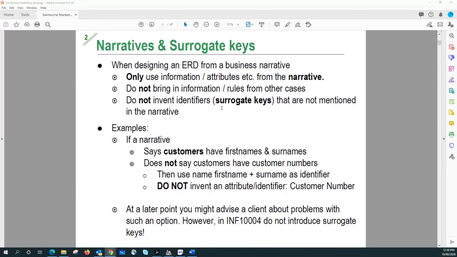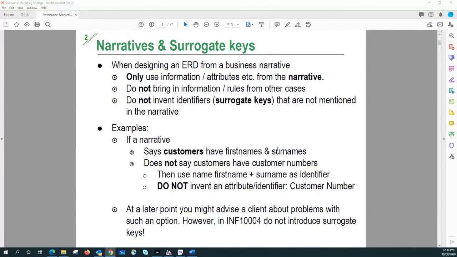Sometimes when you go into industry, we will invent our own identifiers. It doesn't matter whether they have a unique ID, we can invent our own identifier. We call these surrogate keys. But in this semester, in this unit, we don't do that, right? We live with whatever information is given to us, and we need to design the identifiers based on the information provided to us. So don't invent any primary keys if they are not mentioned in the business narrative that we have given. That is something that you need to remember.